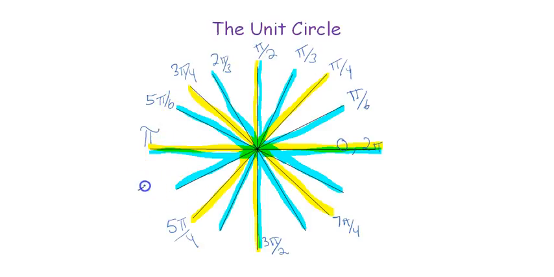The next one is 7/6. Then 8/6 reduces to 4/3. 9/6 reduces to 3/2, and we already have it. 10/6 is going to reduce to 5/3. 11/6, and then 12/6 is 2 pi, and we already have that down. So this is the radian part.